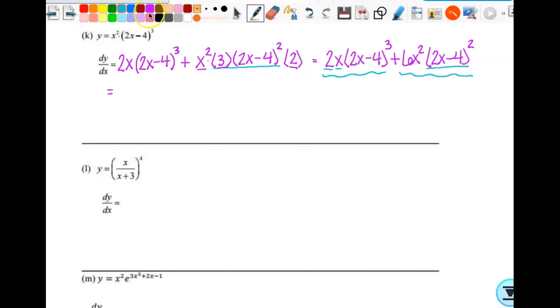So if I factor out the 2x, I'm also going to take out the 2x minus 4 squared. Here's what we're left with. So I divided out this 2x, and I divided out 2x minus 4 squared, so that leaves me with a 2x minus 4 plus, I divided out the 2x, so here that leaves me with 3x, yes? And then I divided all of those out like so.